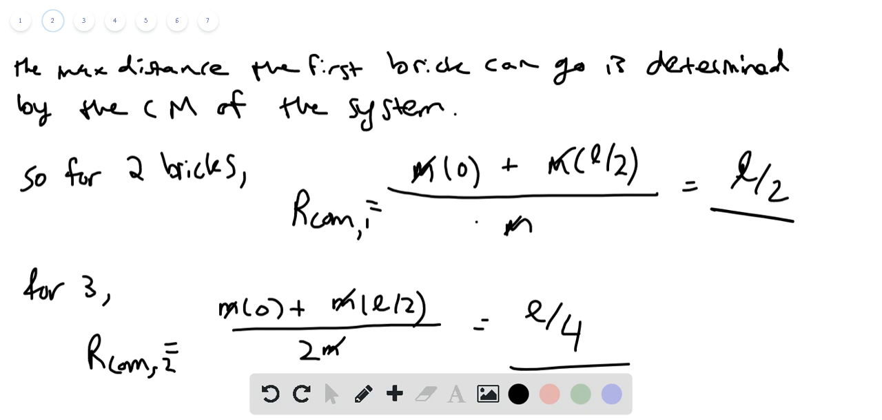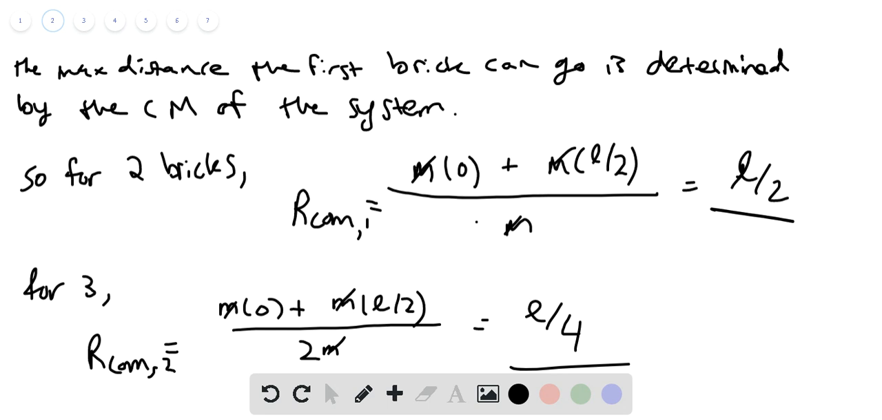So just to get right into part A, the max distance the first brick can go is determined by the center of mass of the system. So this is a very important concept to learn. Hopefully that helps you in the future, what I just said before, but we can just do the calculation very quickly, very easily here.